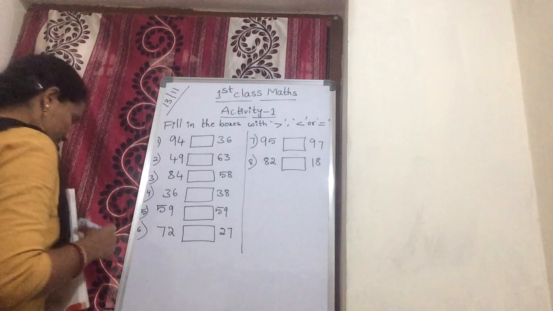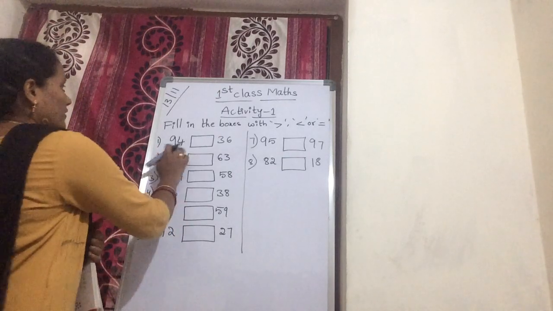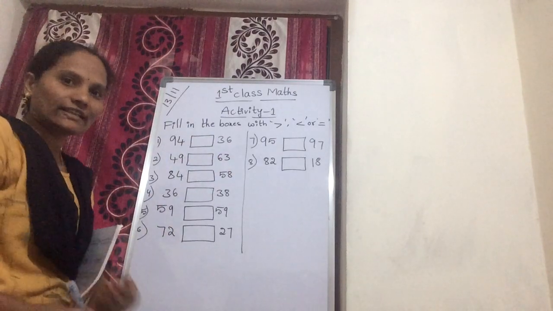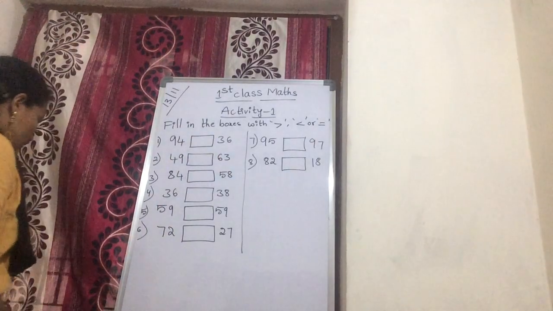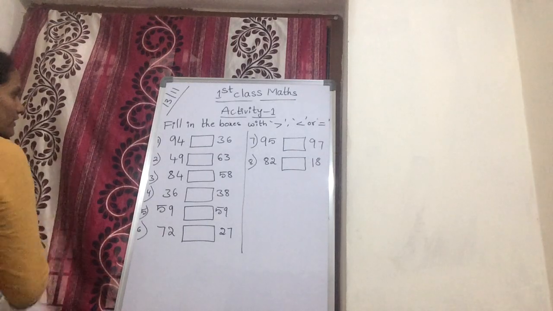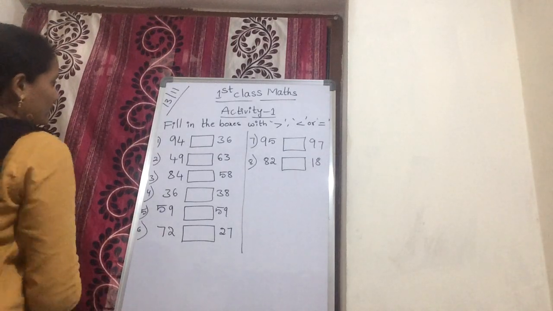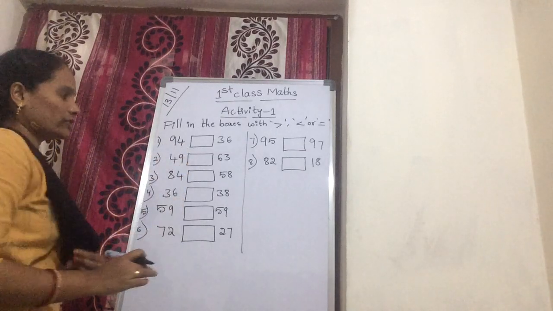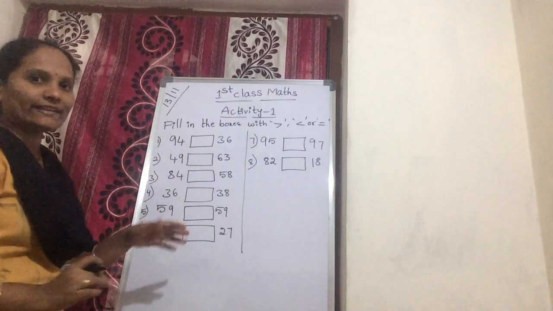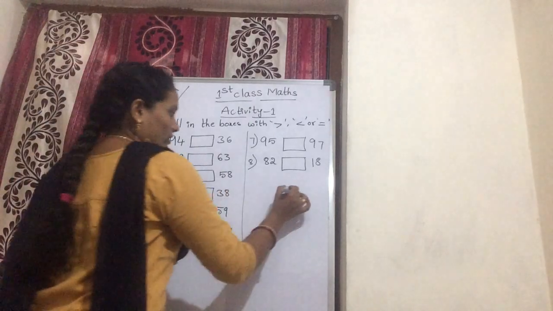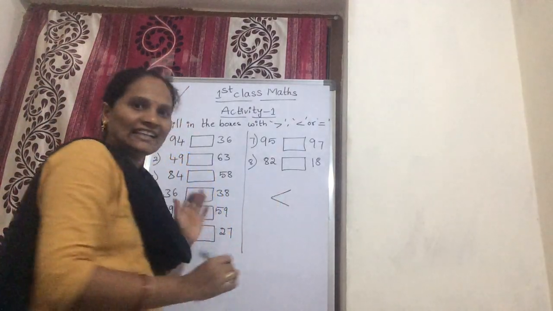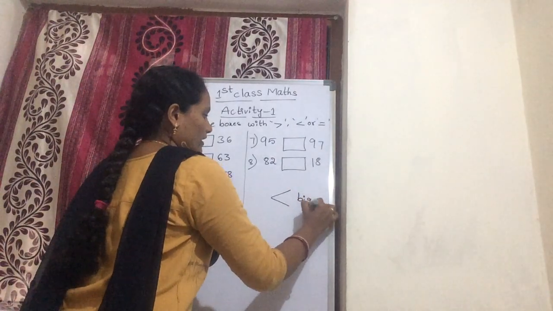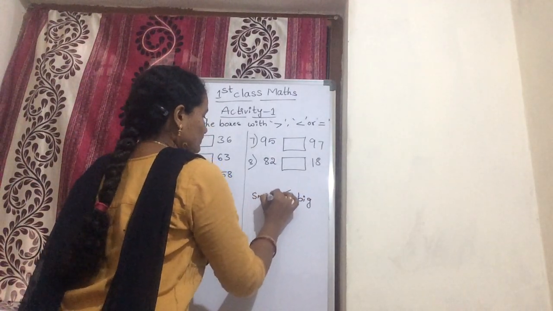Now tell me, children, 94, 36. Which one is the big one? 94 or 36? 94 is the big number. So which one are you putting, less than or greater than? What is the symbol? L for less than. Keep this in your mind: opening side big and closing side small number.